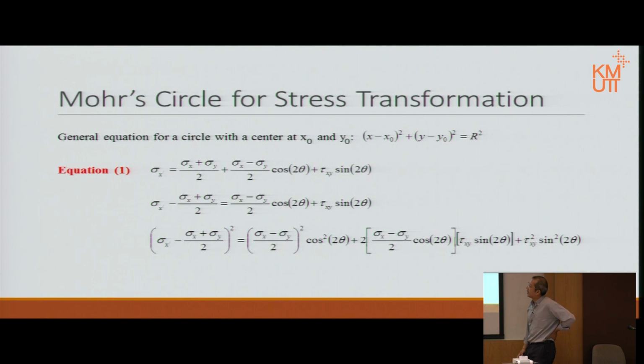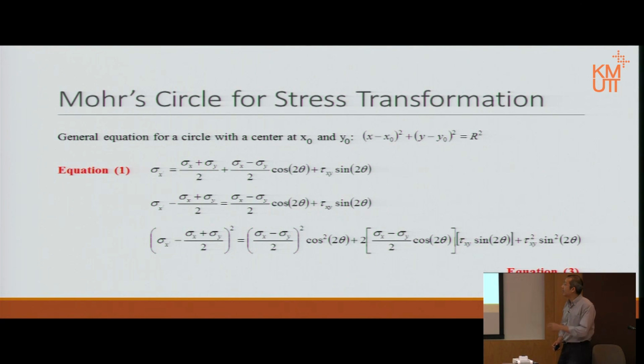Then we square it up. We change equation 1 by squaring it up. Of course, that one is a plus b square. We then expand the term. Once we expand it, we leave it like this, and we call it equation 3.